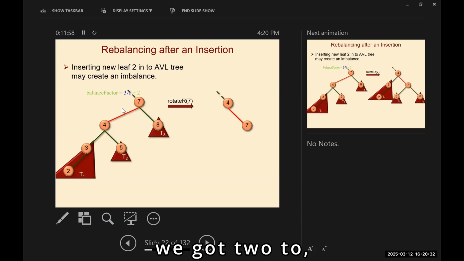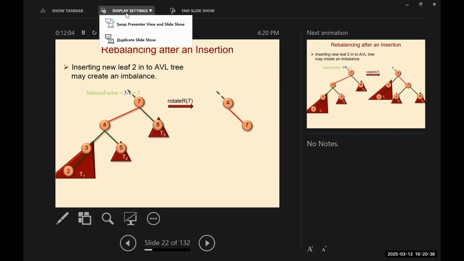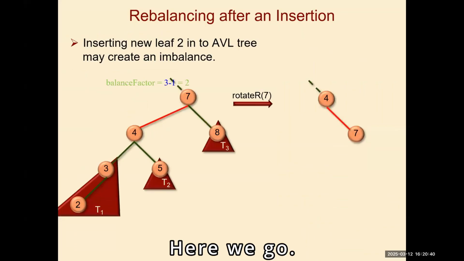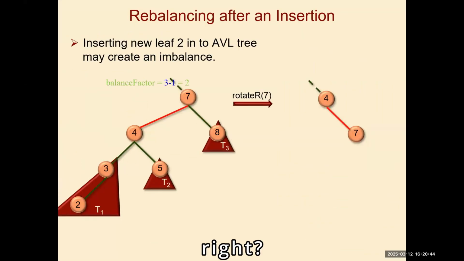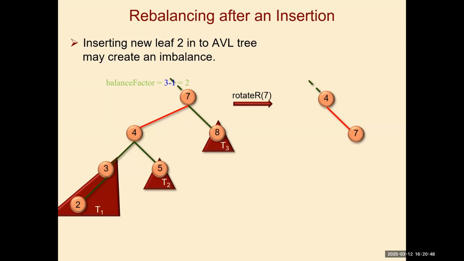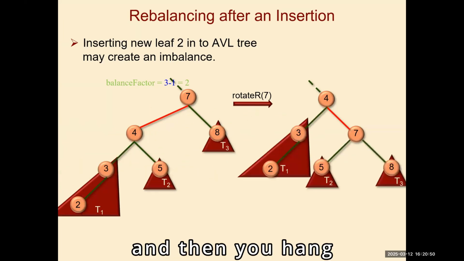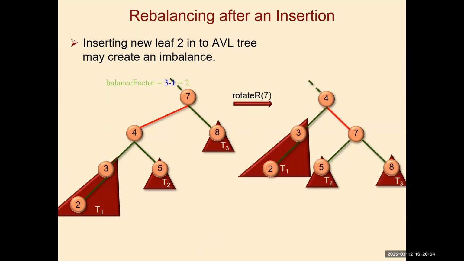We've got 2 things happening at once. Kind of weird. Here we go. All right, so there's my red. We rotated the red edge. We found out what was hanging, and then you hang everything there.